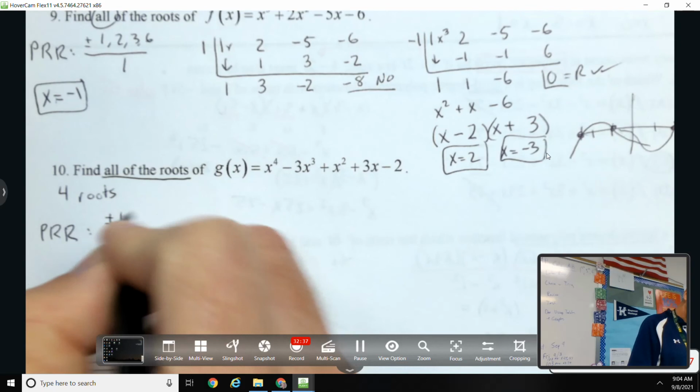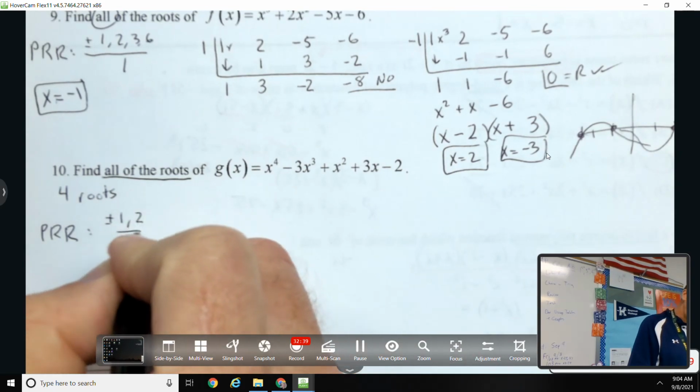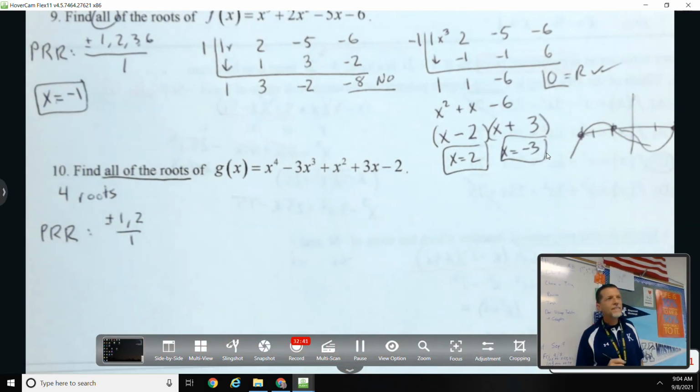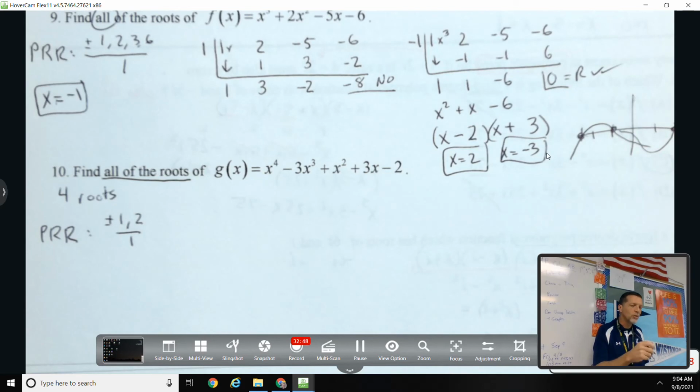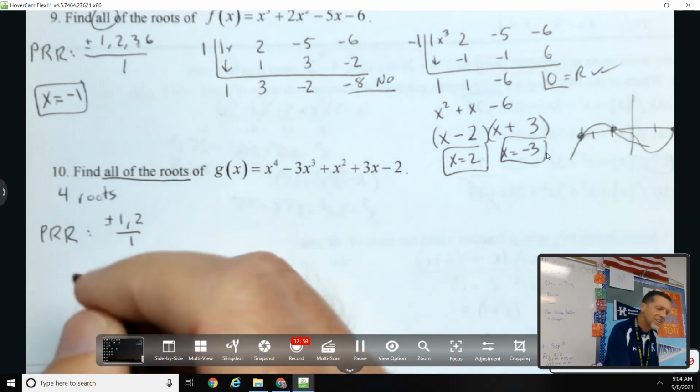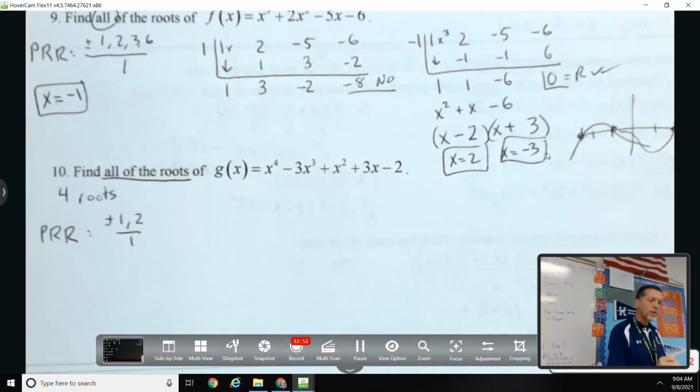So, factors of last, factors of first. So how many total roots are there? Well, there's 4 total roots. How many possible roots are there? There's 4 because of the plus or minus. So it's a trick question.